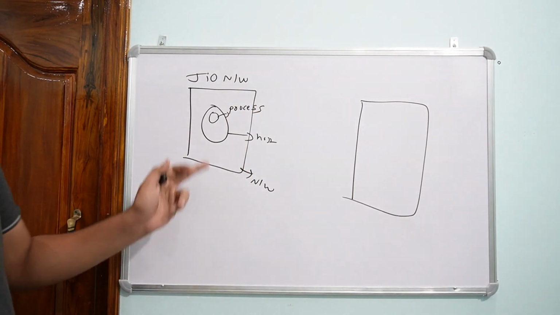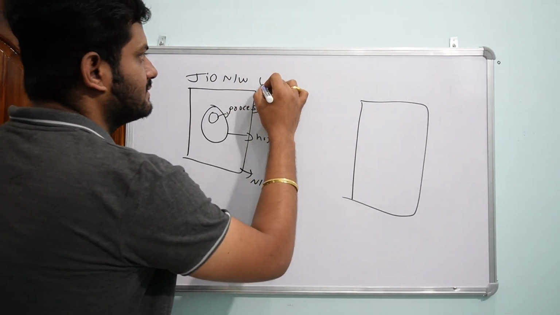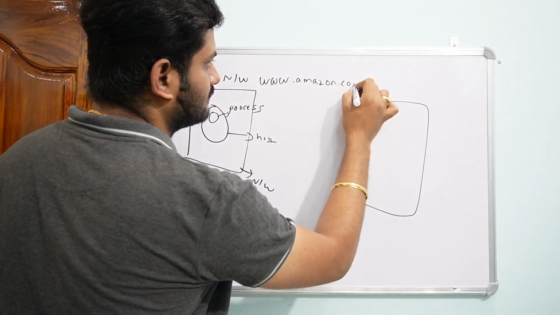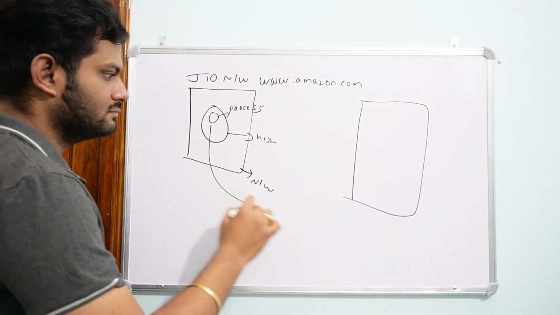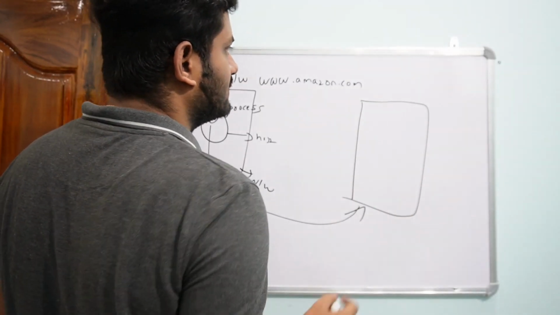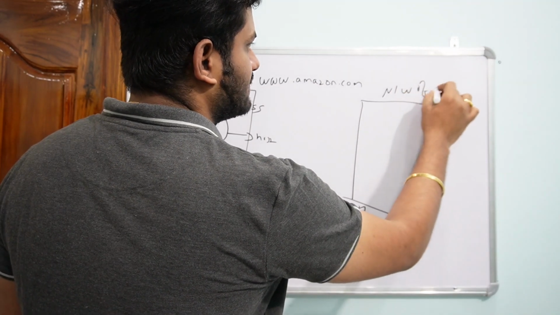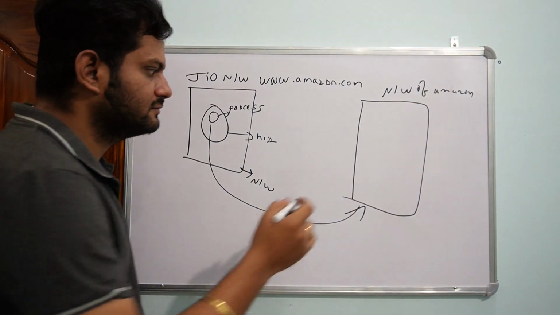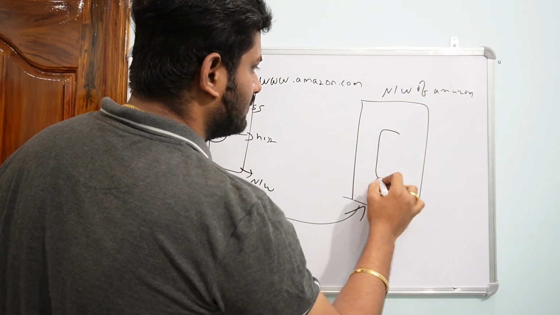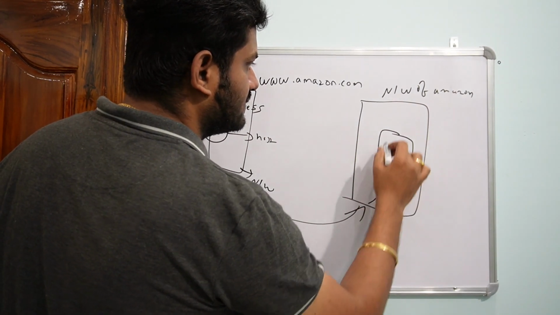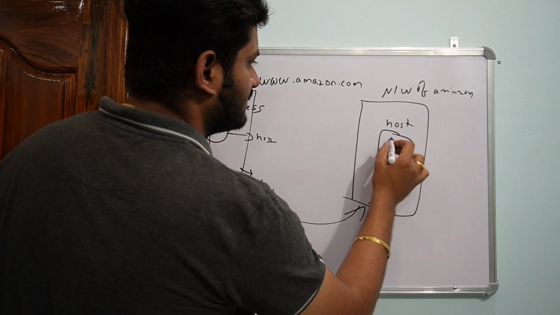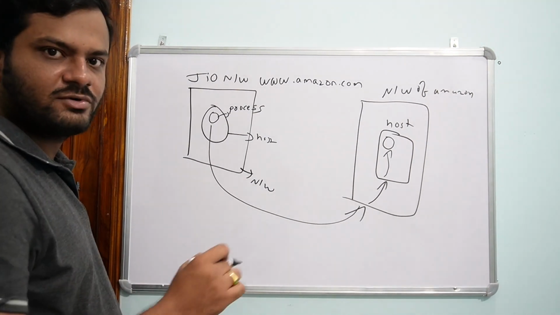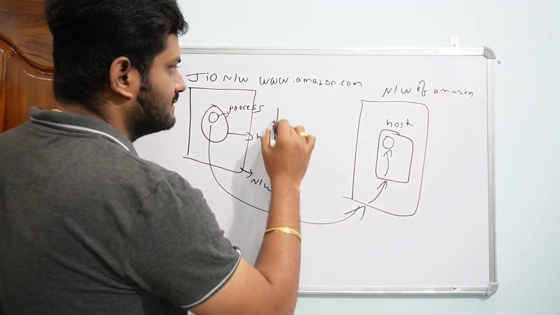From this host, from this process, you are trying to access www.amazon.com. Let's suppose this is the network of Amazon. So to get your resource, after hitting the network, you need to hit the host and the process. For all this to happen, you need an IP address.